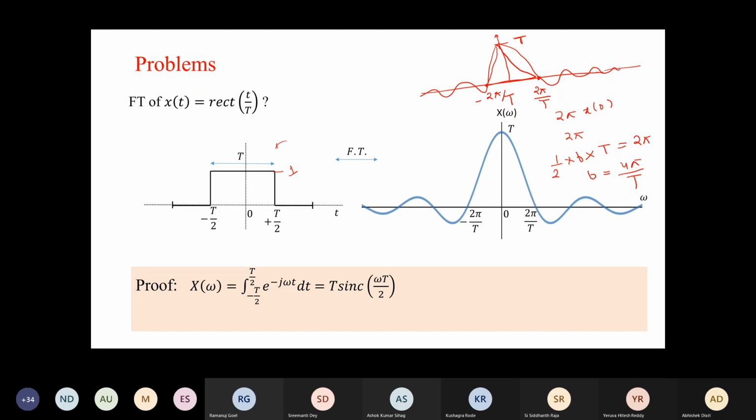Okay, when you become of my age, you will not remember the Fourier transform of rect t by T. It's very hard to remember. So I always use the combination of this hack and the moments theorem to derive what should be the amplitude of the sinc and where the first null points should be. If you know these things, then you can always write the mathematical function for the sinc. Any doubt?